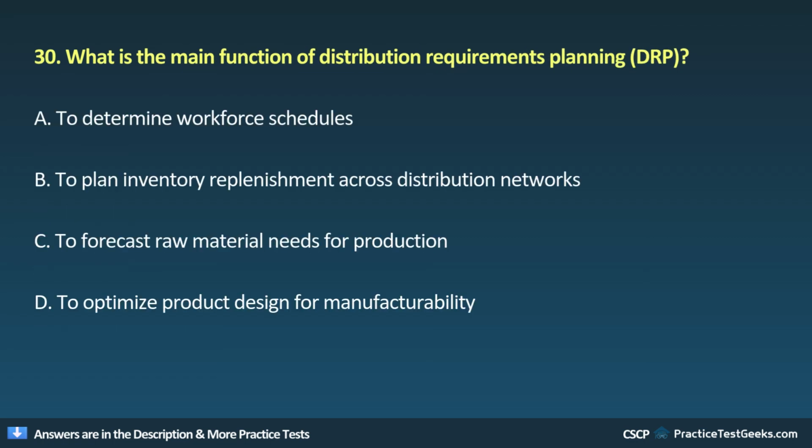30. What is the main function of distribution requirements planning, DRP? A. To determine workforce schedules. B. To plan inventory replenishment across distribution networks. C. To forecast raw material needs for production. D. To optimize product design for manufacturability.